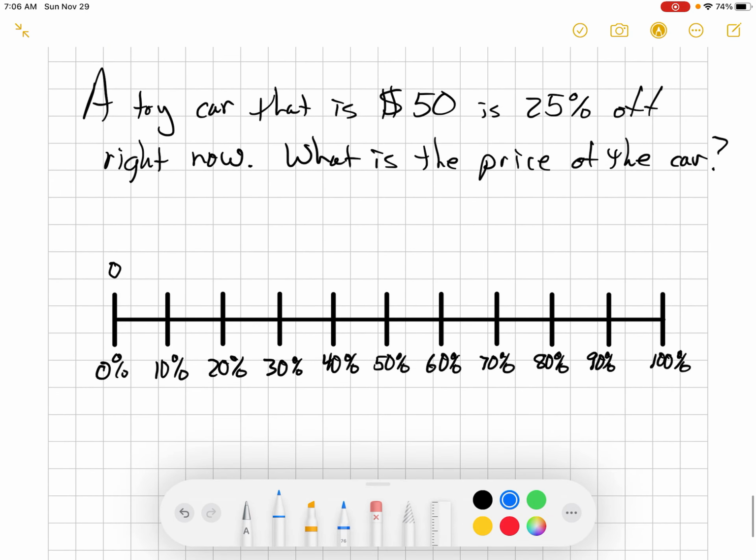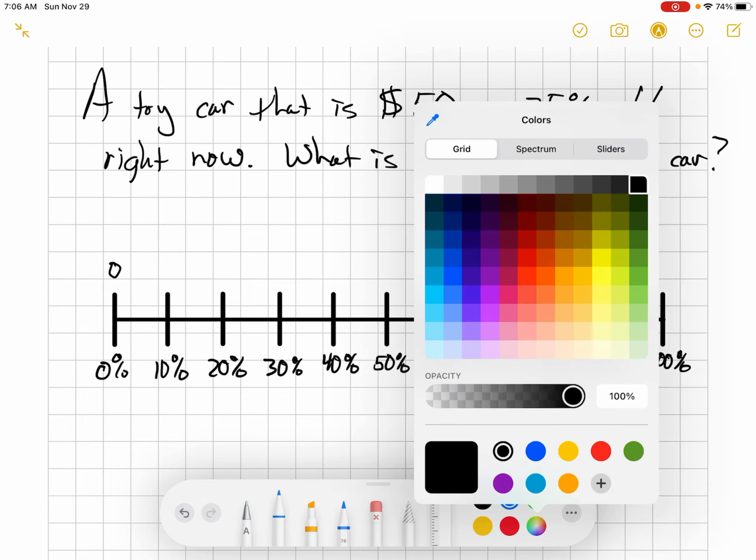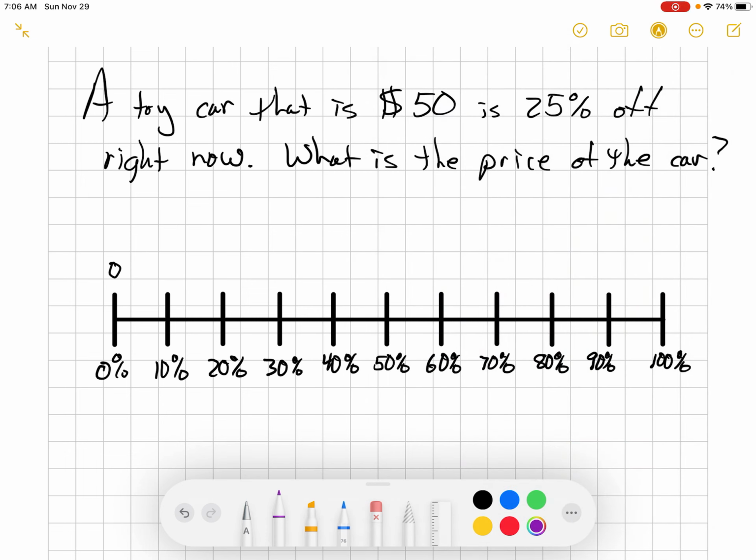Last one. A toy car that is $50 is 25% off. All right, now what's the price of the car? Okay, so this one I want you to give it a try and see how you do. All right, let's think of what that toy car looks like. It's a purple toy car, so we'll use purple. All right, there's $50. Let's go back, find the 10%. 5, so that's $5. 5, 10, 15. Okay, I could stop here, couldn't I?